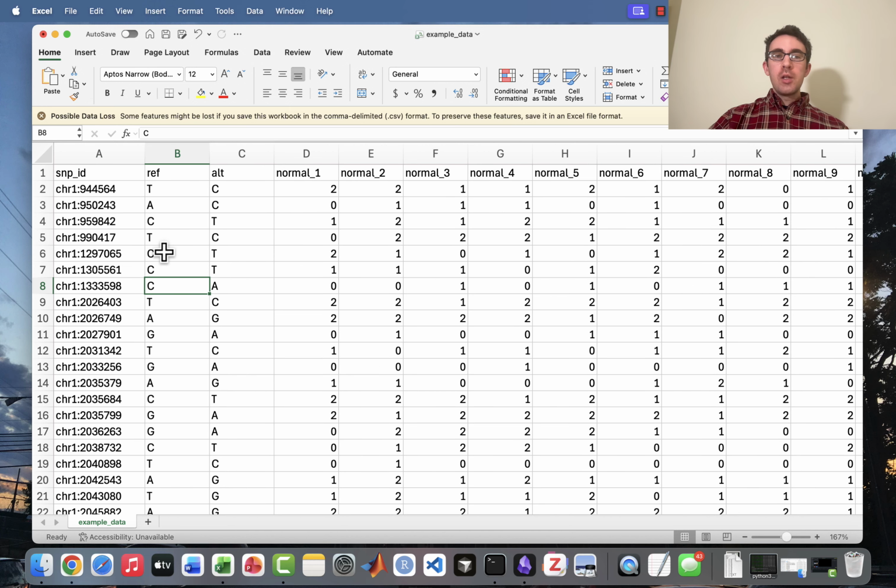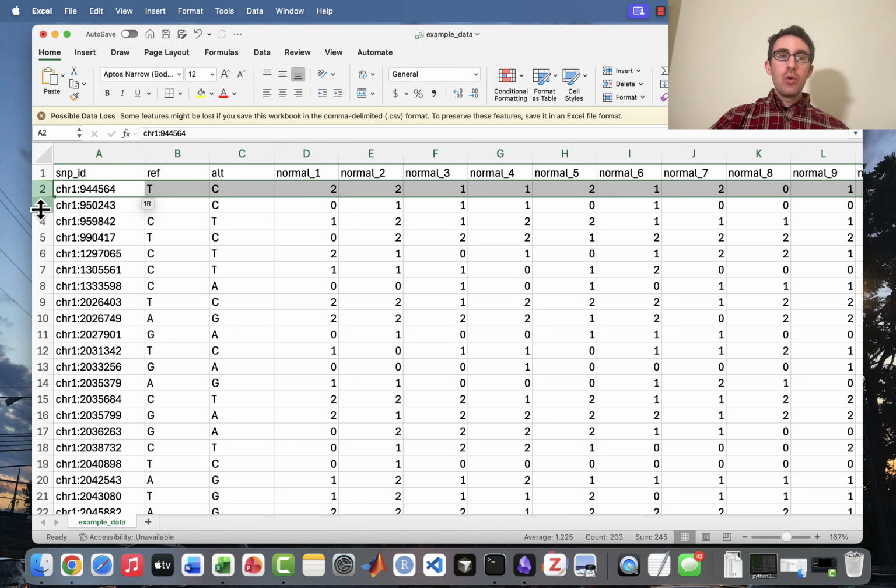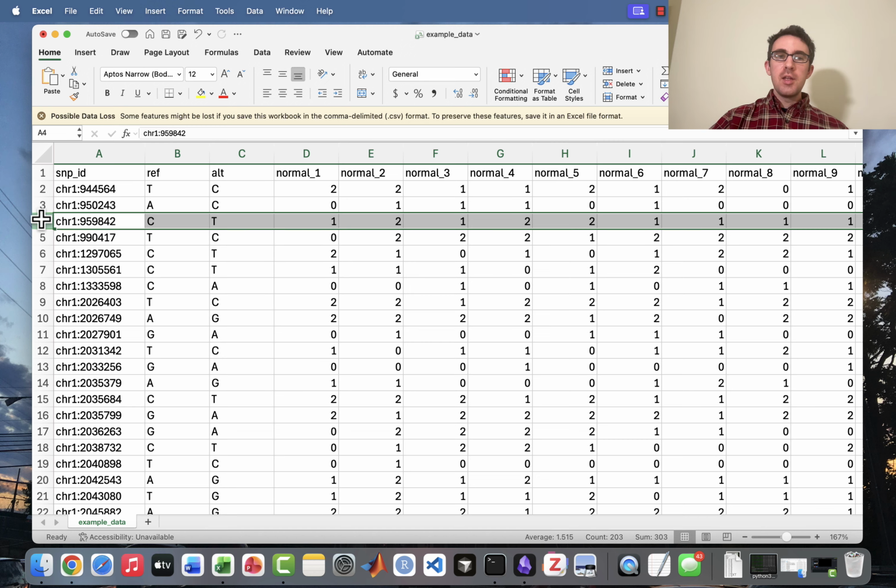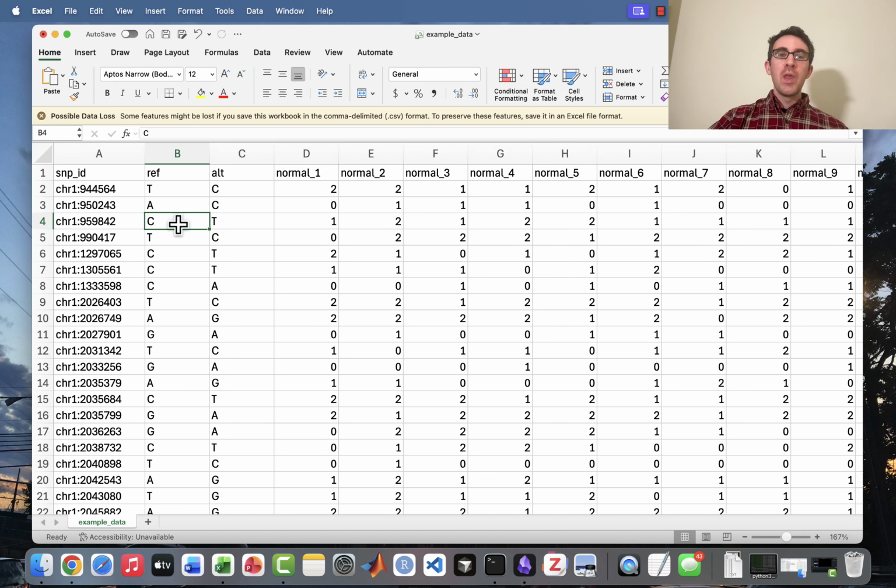So just to quickly review, we have rows for different positions in the DNA, where for each row basically there's a chromosome number and then the actual position in the DNA. And at that position, there's one allele, or one single letter that a person might have. This one is called the reference allele, because it's the one that corresponds to whatever reference genome we're comparing to.